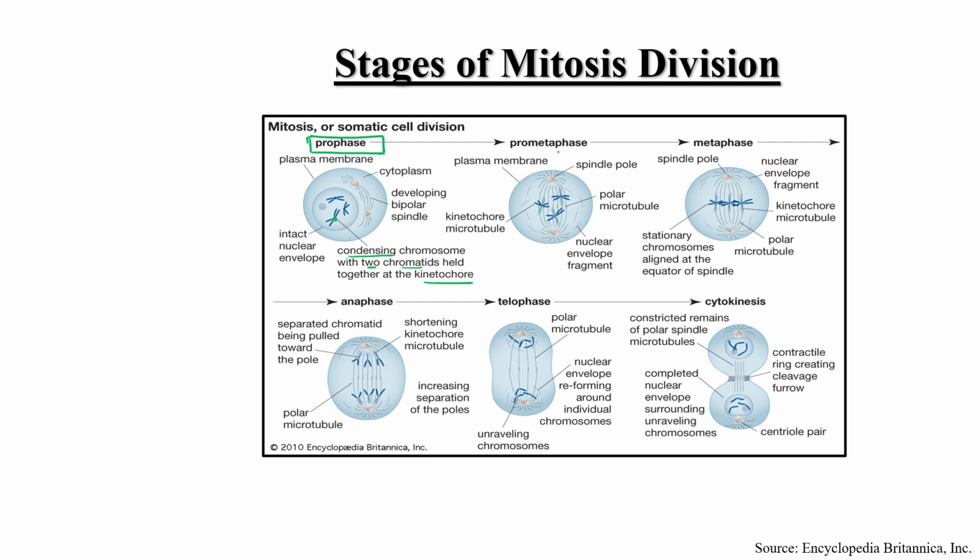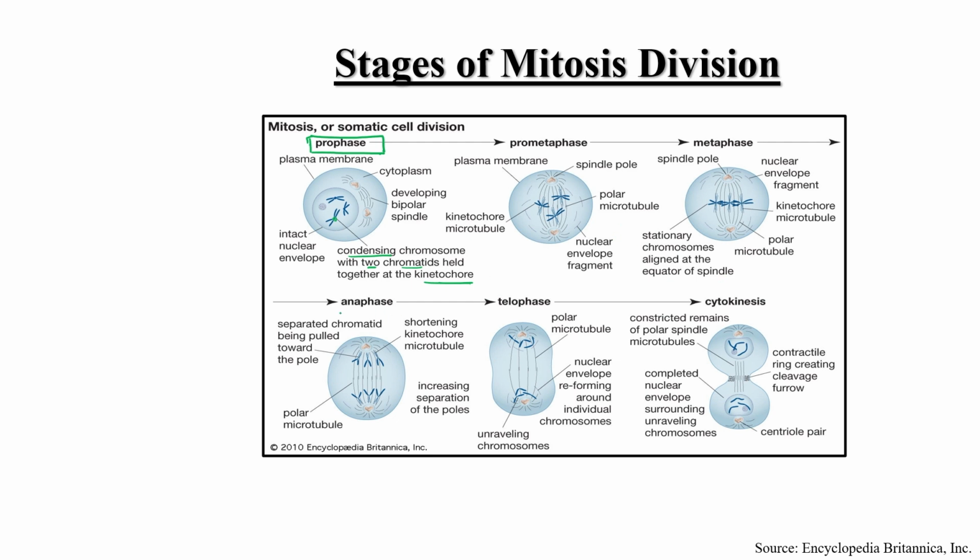After prophase comes prometaphase, where development of spindle fiber microtubules occurs, and here you can see there is no intact nuclear envelope. It has disappeared. Kinetochore microtubules are attached through this, and in metaphase all the chromosomes are present in the equatorial plate at the center, aligned at the center. So at this time we can use the term stationary chromosomes aligned to the equator of the spindle.